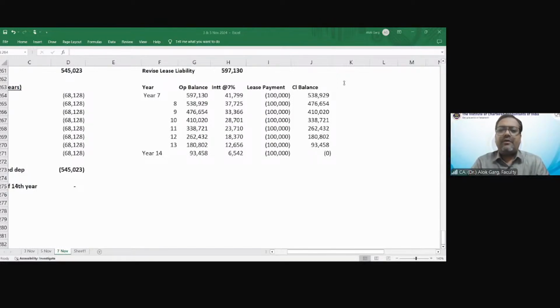Mehak, all these classes are available on YouTube. If you are not able to find the link, you can check with the Board of Studies of ICAI. You can write a mail to them and they will give you the link. But all these classes are available on the CA YouTube channel. Yes, you are right.